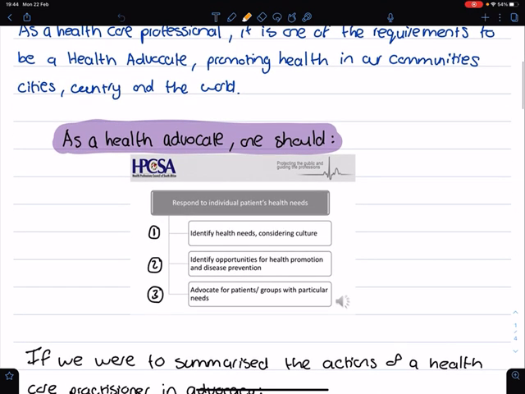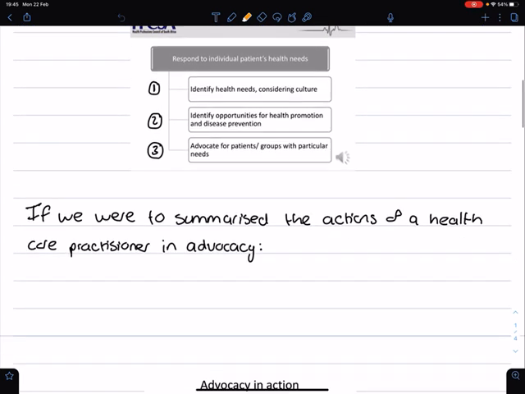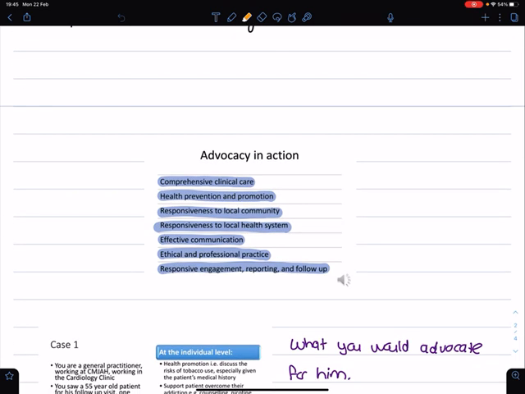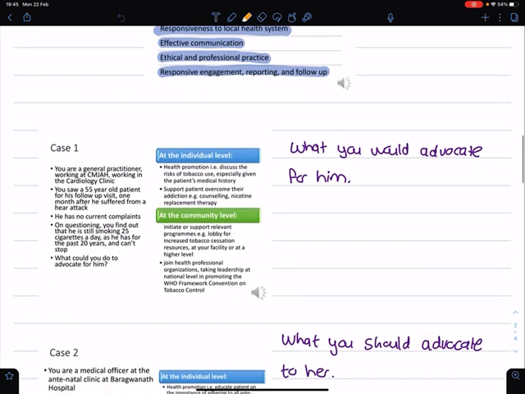As a health advocate, one should identify health needs and consider culture, identify opportunities for health promotion and disease prevention, as well as advocate for patients or groups with particular needs. Advocacy in action is just this list here. It is pretty straightforward. You can pause and read through it quickly. Also, let's look at some case scenarios.